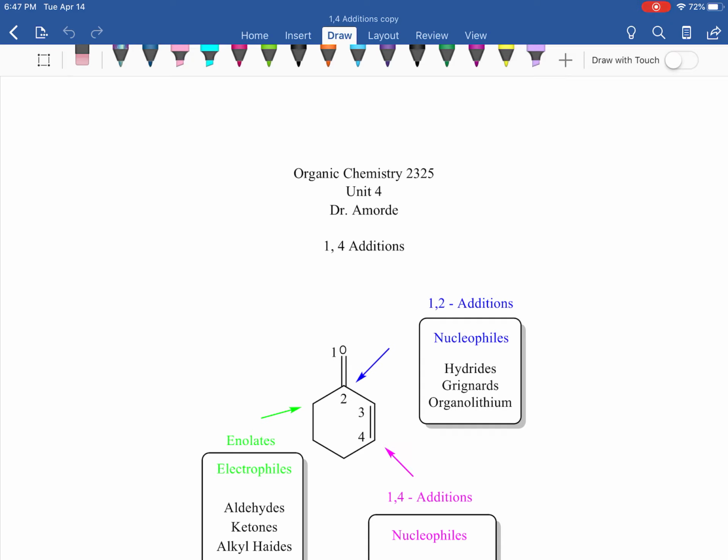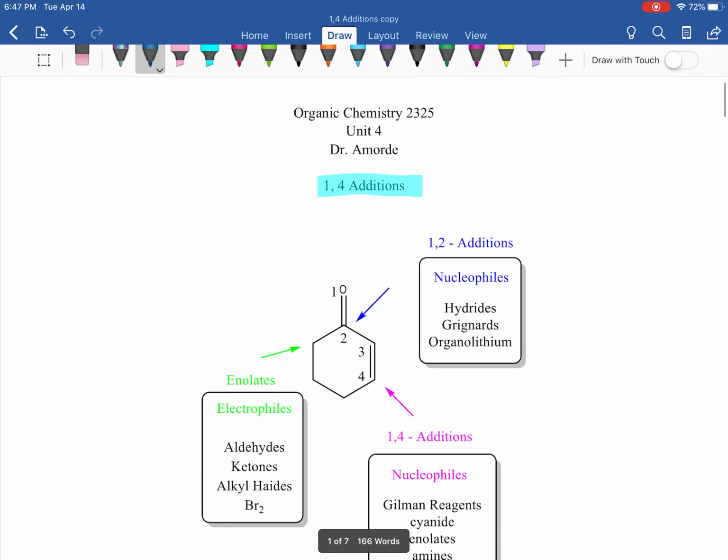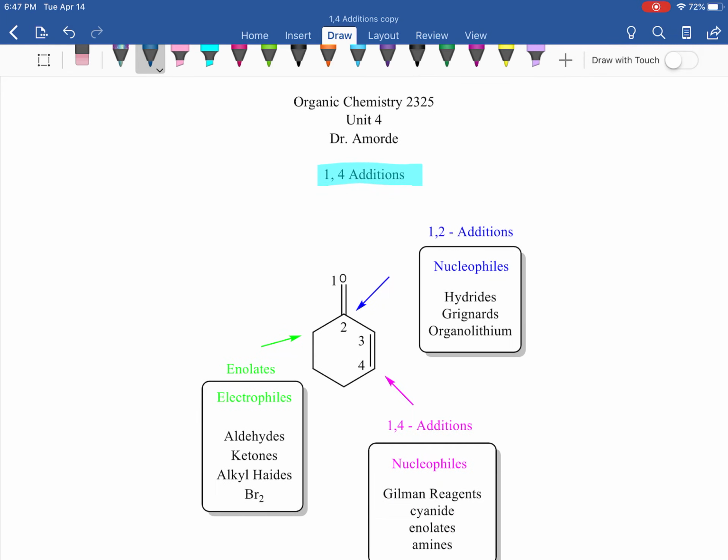This is one of my favorite parts of Unit 4, and in fact, it's one of my favorite parts of the entire semester. We're going to tackle 1-4 additions. This is going to take me a couple videos, so let's start by laying the foundation on what a 1-4 addition is, and let's relate it to some of the stuff we've already seen.